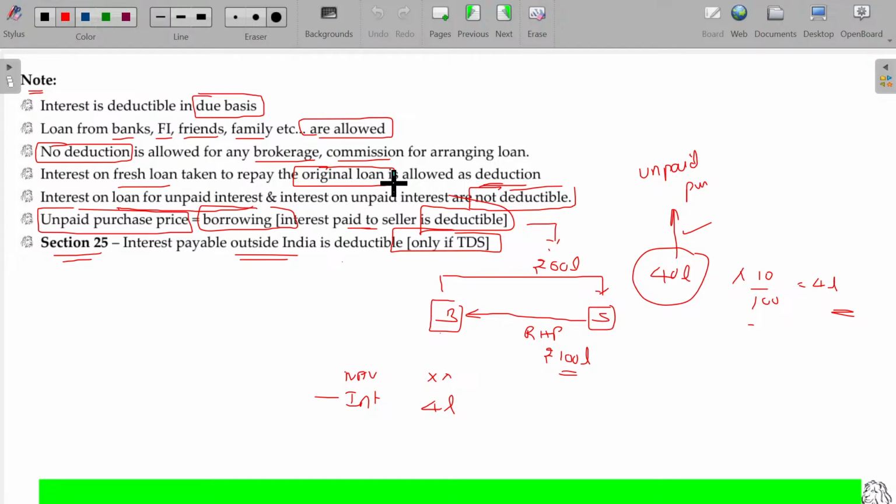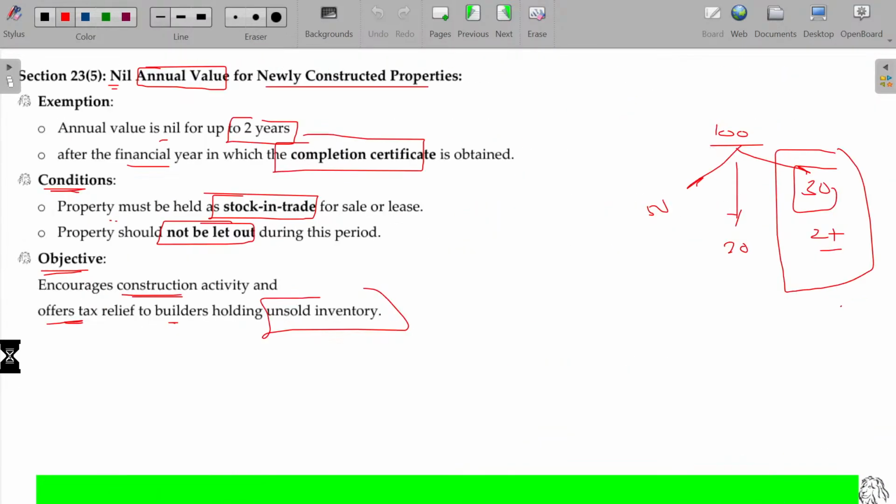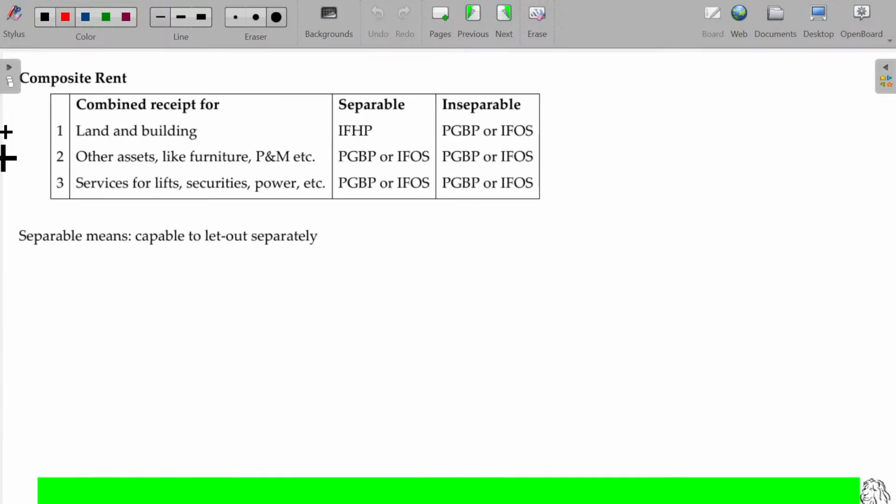Now, the last component, after co-owner, is composite rent. Composite rent is where A lets out his residential house property to B. For that, B agrees to pay 25,000 as rent per month.